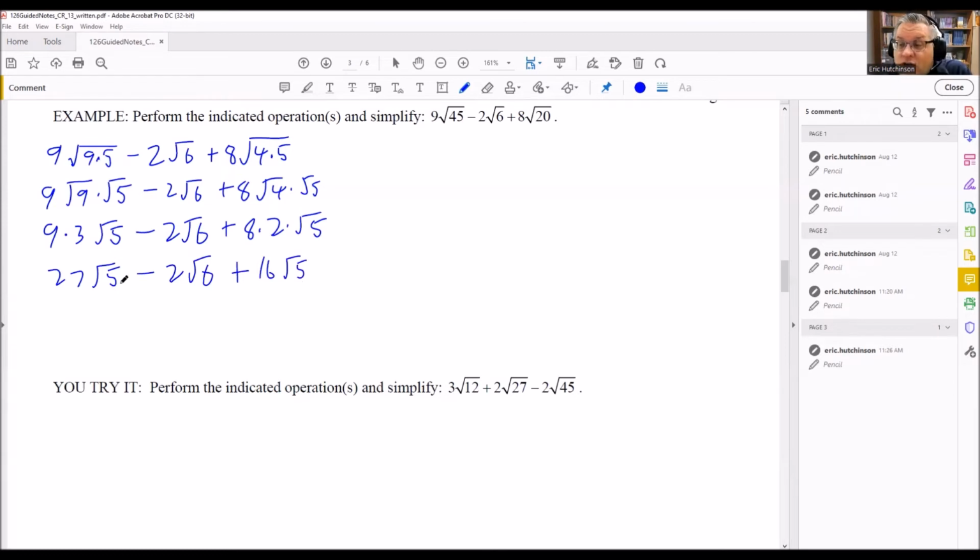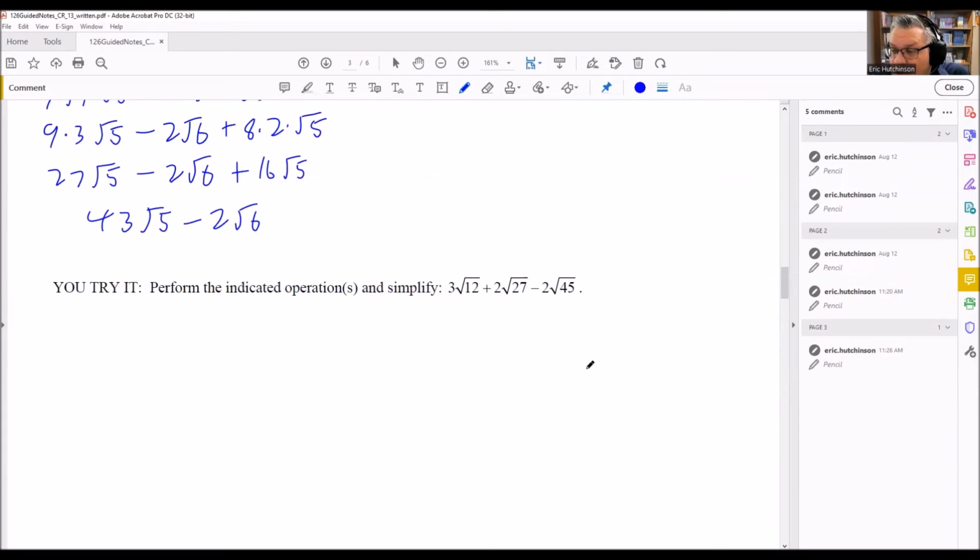So in this case, we've got a square root of 5 and a square root of 6. So with a problem like this, we can only combine the like ones together. So we can only combine the 27 and the 16 together only. So we can add those together, but unfortunately we can't do anything about the 2 square root of 6 that's in there in the middle. So we'll do 27 plus 16 is going to give us 43, and we put the square root of 5 on there. And then we have minus 2 square root of 6. And unfortunately, that is going to be as far as we can go with that.